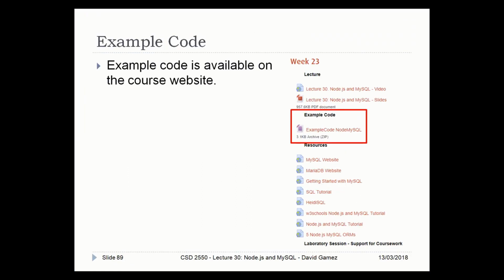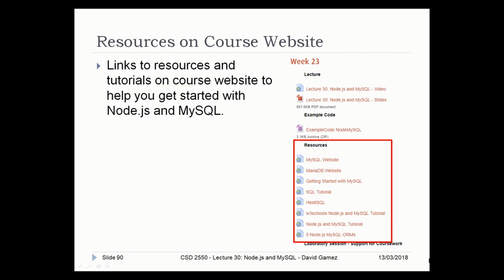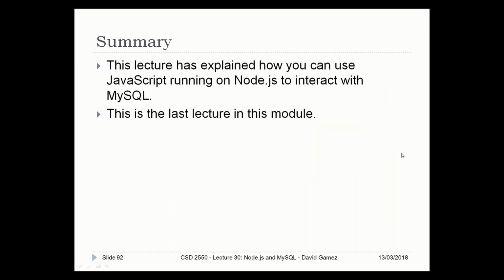So just to wrap it up, all the example code I've shown you is available on the course website as usual, and as usual you're welcome to use this example code in your projects. It won't be super useful, but maybe the boilerplate framing stuff will be handy. There's a bunch of resources on the course website. As I said, I'll add a mysqldump example there as well, and hopefully these will help you get started with Node.js and MySQL. You're going to have to spend some time learning SQL, and I've given you a couple of tutorials for that. Alright, so this lecture has explained how you can use JavaScript running on Node.js to interact with MySQL, and this is the last lecture in this module.